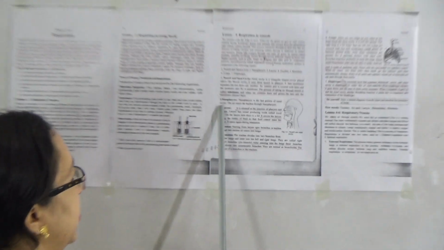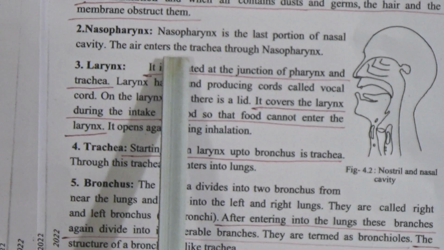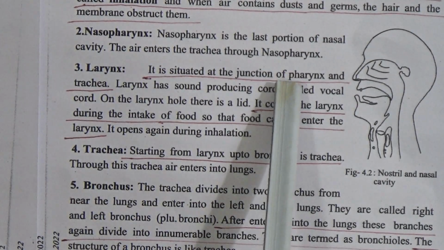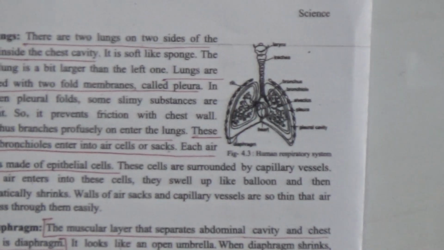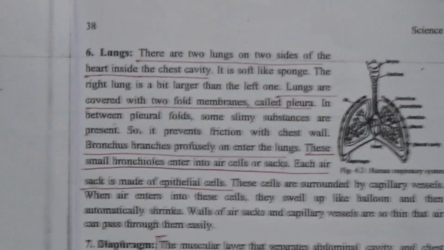Now nasopharynx. Nasopharynx is the last portion of the nasal cavity. The air enters the trachea through the nasopharynx. Here is the trachea, and the last part of our nose is called the nasopharynx.